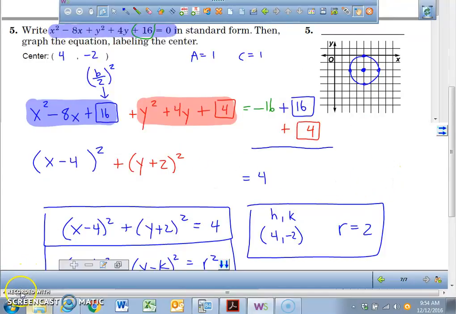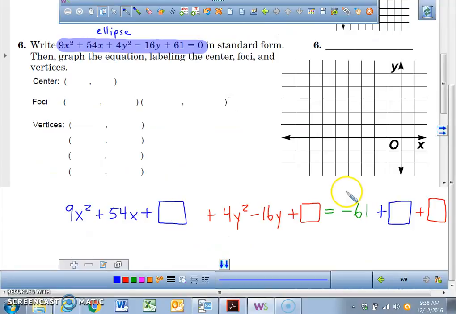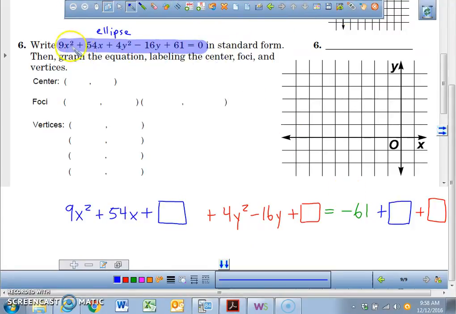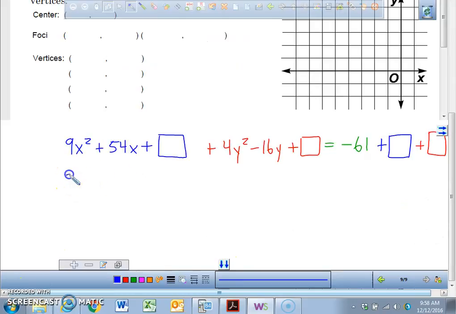All right, problem number 6. You'll have one on your final. This is going to be an ellipse. I've written everything out here that you guys need to write out. This one's a little bit trickier because we can't just complete the square. All right, in the first part of the problem, you guys need to factor out a 9. In the second part of the problem, you need to factor out a 4.